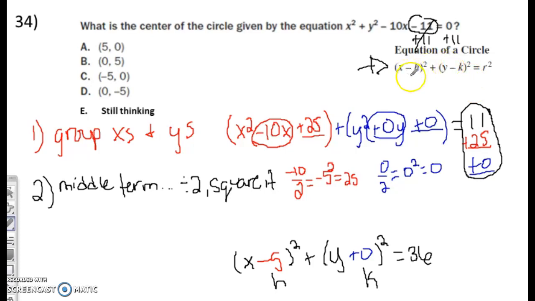And just notice up here it's a negative h. And down here we want it to be a positive h. So that means we need to change the sign. So our center would be at positive 5, 0. Because it's negative in the equation and we want it to end up being positive. So it just basically means do the opposite. If it was positive, we would make it negative. If it's negative, we're going to make it positive. So our center of the circle is 5, 0.